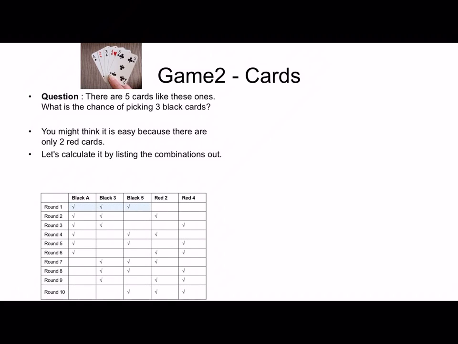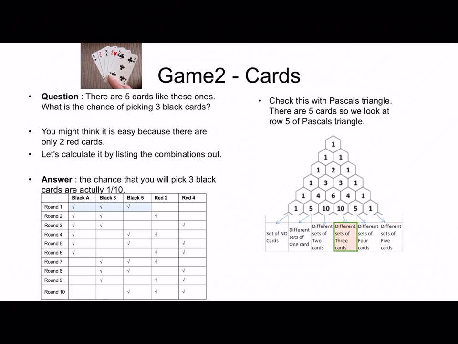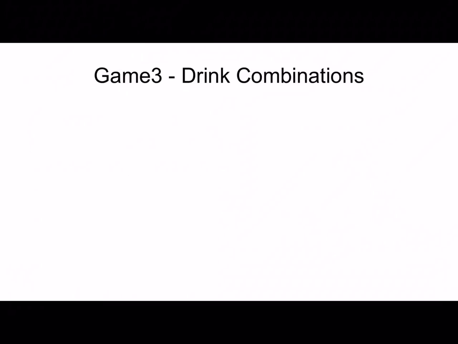On the first round, let's say I'm really lucky and I pick 3 black cards. Then if I play this for 10 rounds, I will only be likely to get 3 black cards once. So the chance that you'll pick 3 black cards is actually 1 out of 10. Check this with Pascal's triangle. There are 5 cards, so we look at row 5 of Pascal's triangle. So the first one tells you how many sets of no head cards. So the highlighted 10 is how many different sets of 3 cards we can get. So that is what we were focusing on.